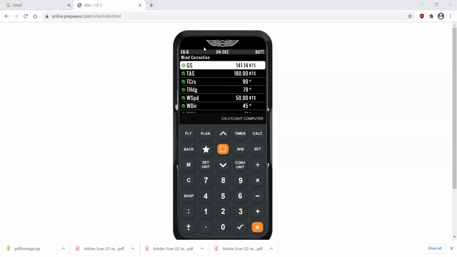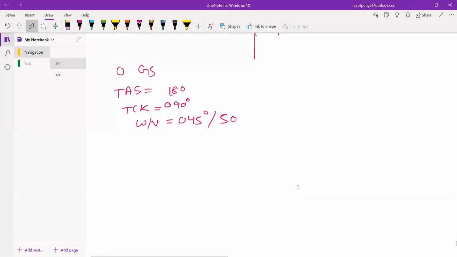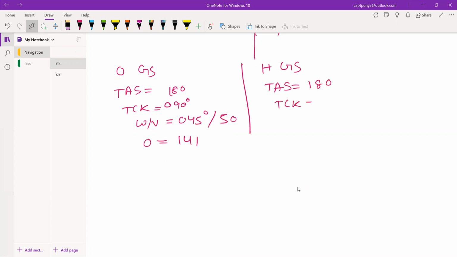So let's just go back. So my outbound ground speed is 141 knots. Now let us calculate the homebound ground speed. Now for homebound ground speed, guys, TAS is 180 knots. Your track is now opposite, which is 270 degrees, and the wind direction and velocity remain the same for you, which is 045 and 50. For homebound, everything remains the same, only the track changes. So let us just quickly go back and calculate it.